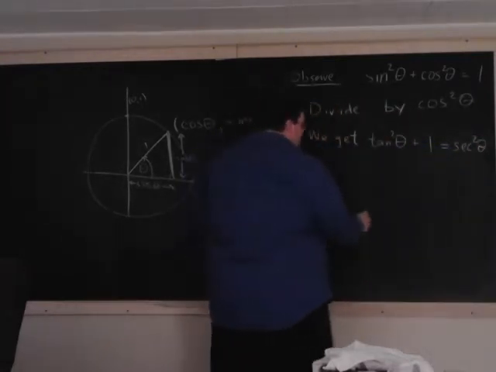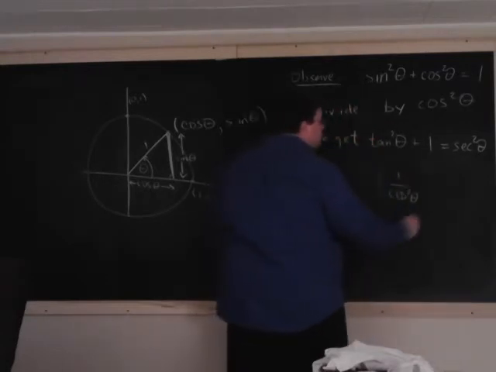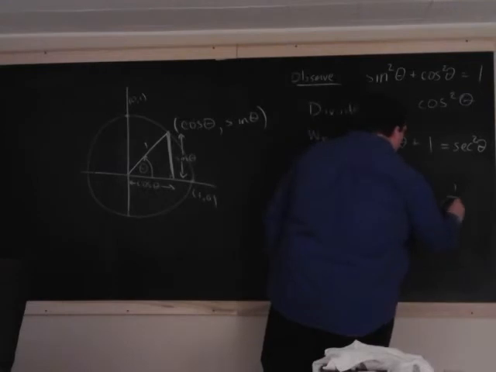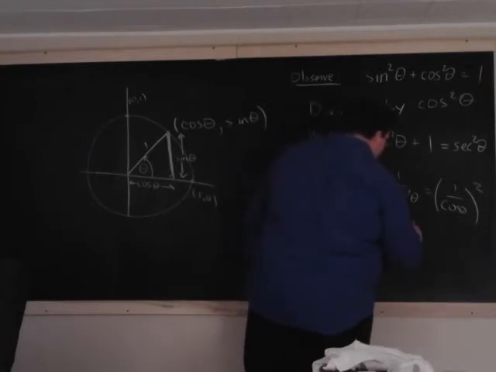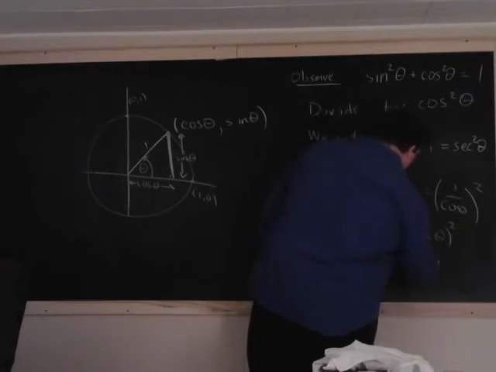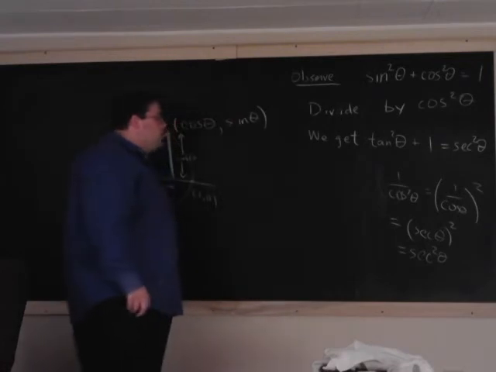So to see that on the left side, how would you see that? 1 over cosine squared of theta equals 1 over cosine of theta, all squared by exponent properties. 1 over cosine is secant, because secant by definition is the reciprocal of cosine. So that's secant squared on the right side.